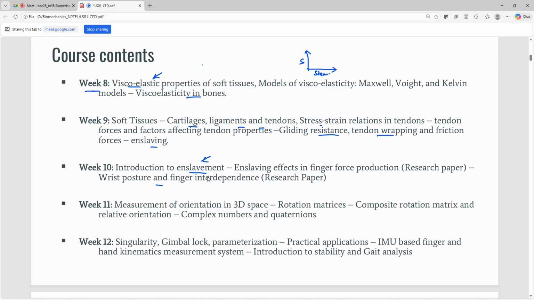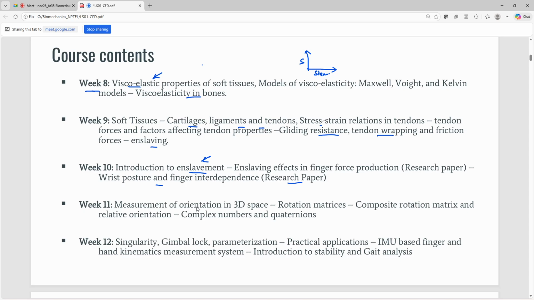So how one finger can develop this enslaving of other fingers which are near to it. This is what is called enslavement, and also the rest posture, and which finger has dominance over other fingers. All those things will be discussed in week 10 with the help of some research papers from Professor Vardhan's research.